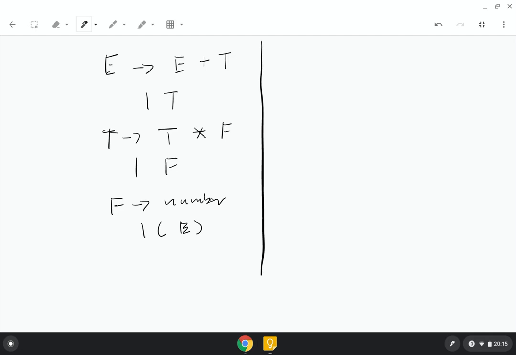So the way it works is we add a new non-terminal that takes all of the stuff that was on the right-hand side of the recursive step. So we take everything that was to the right of E, and we make a new production out of that. So that's going to be the beginning of our new production.